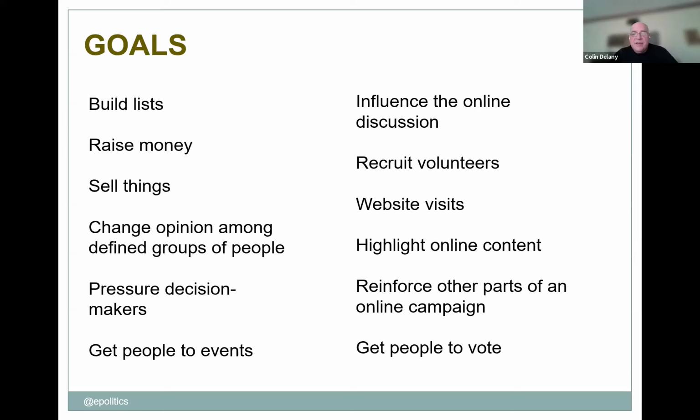A year and a half ago, I was running some ads for an immigration group that was holding a rally in DC, and we were targeting people of Latino descent in the DC region specifically to try to get them out. You see this kind of thing very often on Facebook, but you can run it in other channels as well. You may be trying to influence the online discussion, doing some kind of opinion leader outreach, recruiting volunteers, generating website visits, highlighting important content on your site, reinforcing other parts of an online or offline campaign. I'll give you an example there that I may not touch on later.